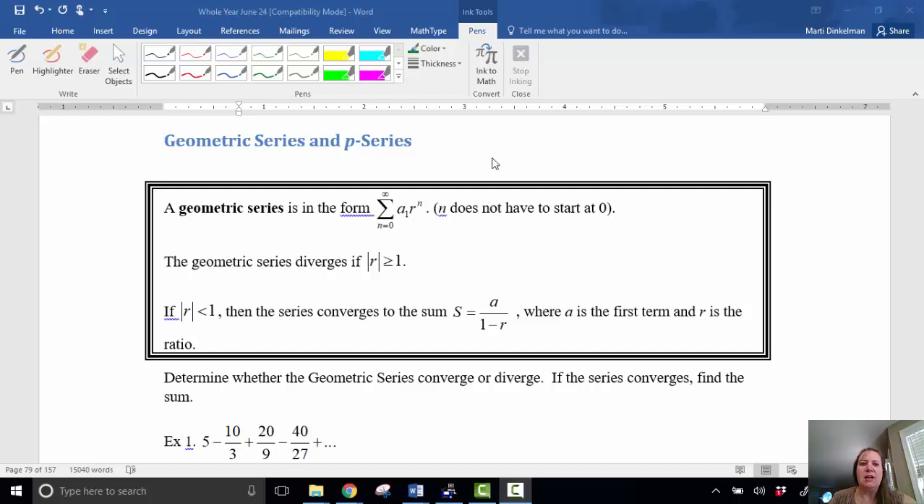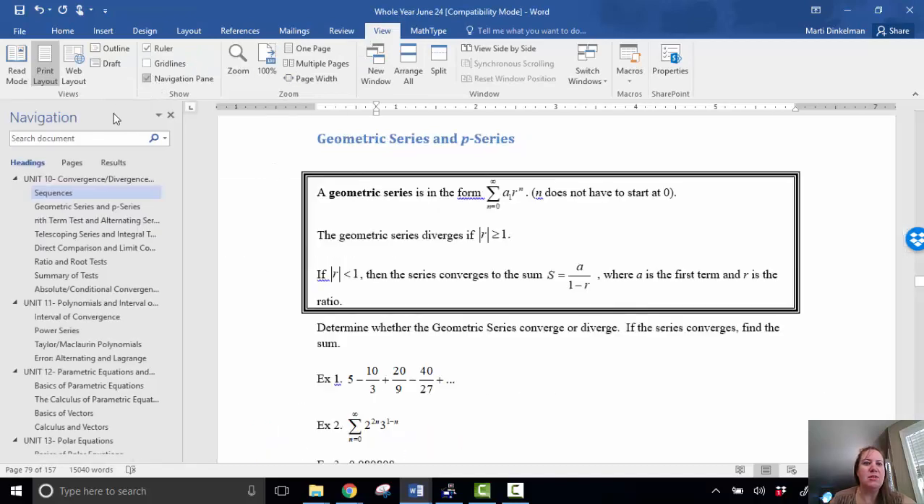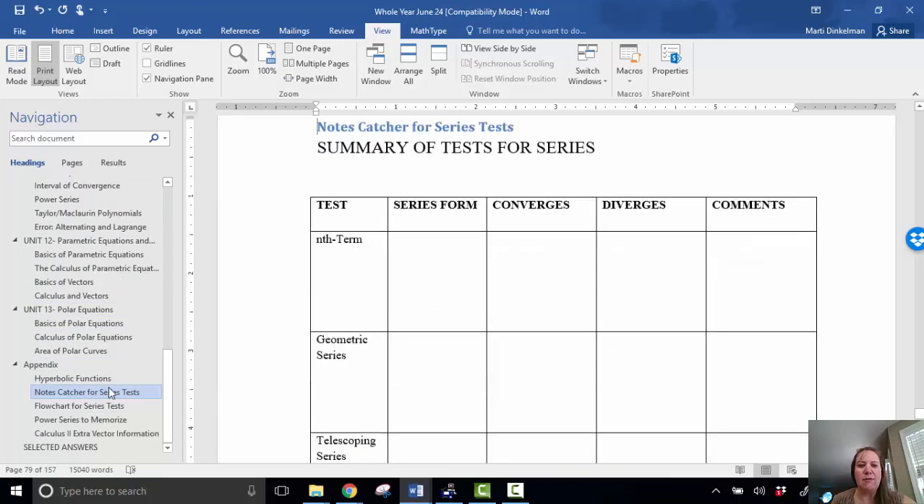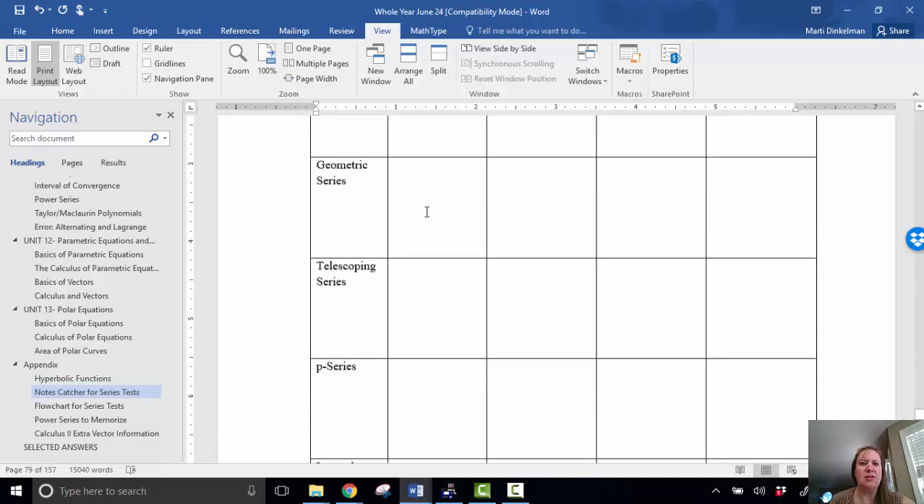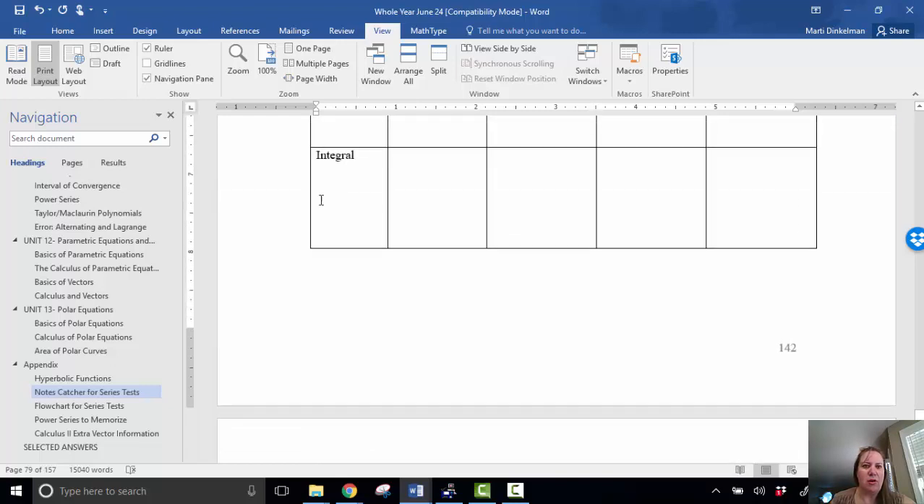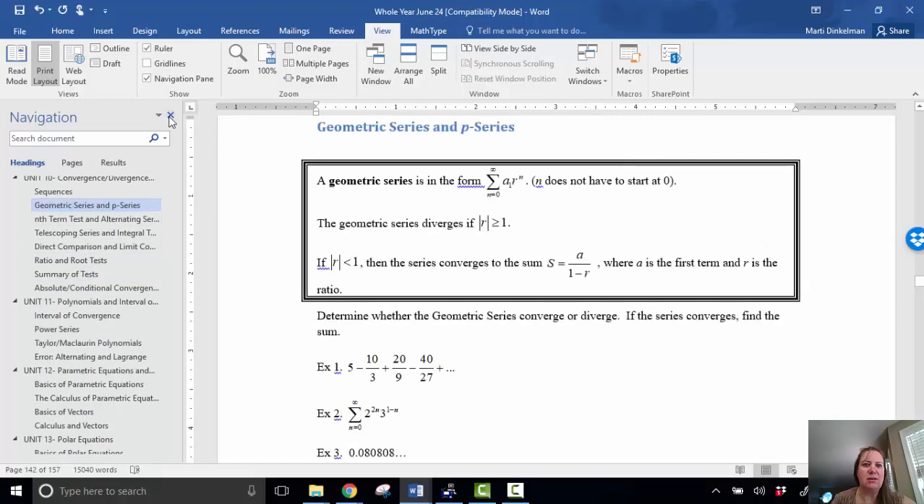So we have lots of tests to learn for this unit, and I'm just going to quickly show you how, if you have the copy of the notes here, if you look at the appendix, there should be a notes catcher for these series tests. That way you can have the series tests all in one location. So they're all here, and I don't know that they're necessarily in the order that I have them in the book, but they're all there. So for this first section, we are going to be talking about geometric series and p-series.